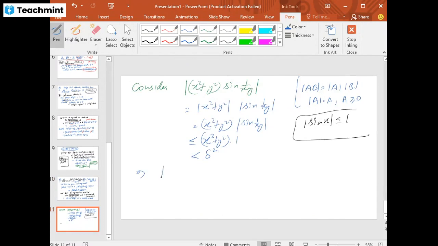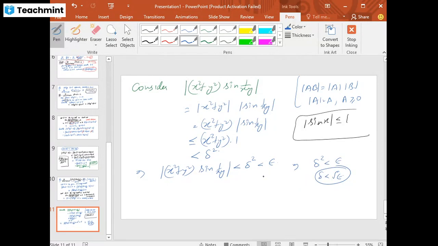So what does it mean? x square plus y square into sine of 1 upon xy is less than delta square. Let us suppose that this is less than epsilon. So it will give us the relation that delta square is less than epsilon, or delta is less than the square root of epsilon. So this is the relation between delta and epsilon.